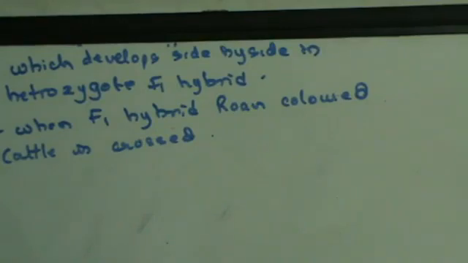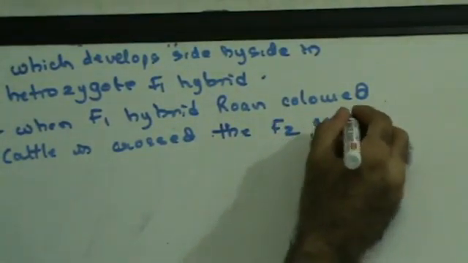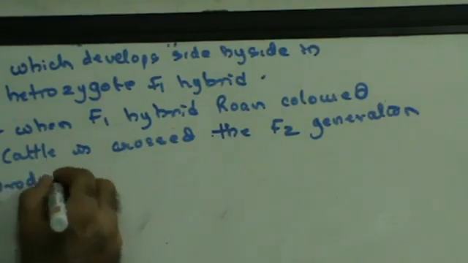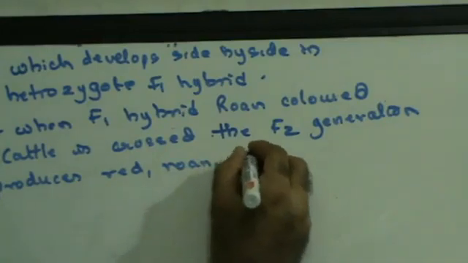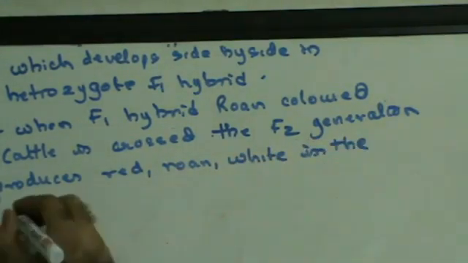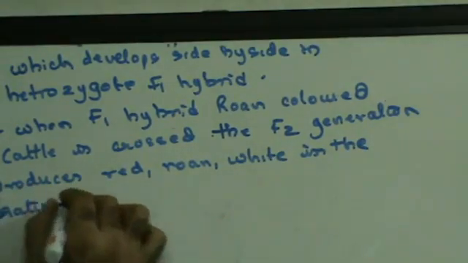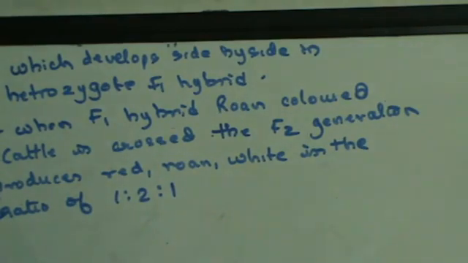The F2 generation produces red, roan, white in the ratio of 1:2:1. Right, that is what you will get. Right, the phenotypic ratio coincides with the genotypic ratio.